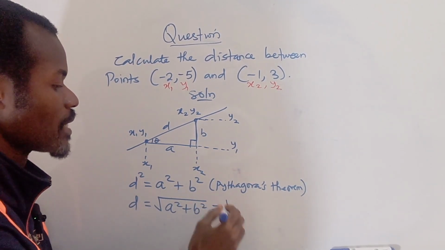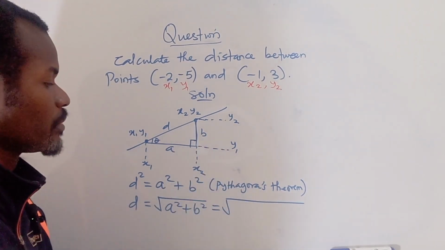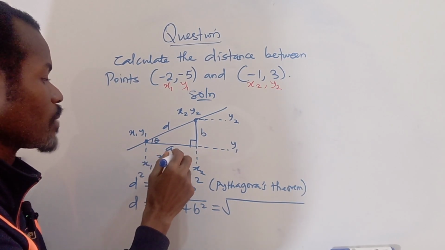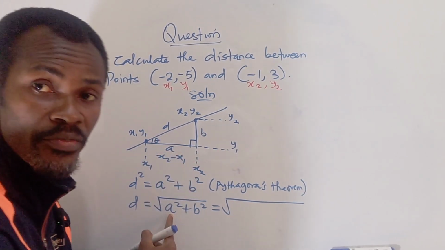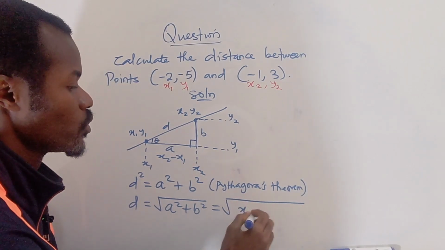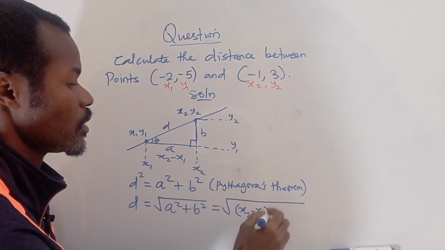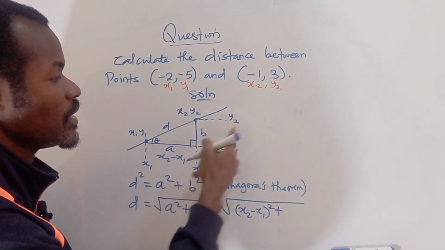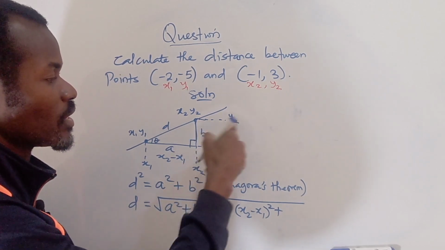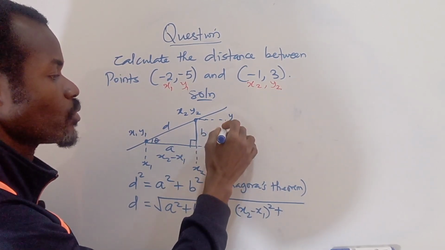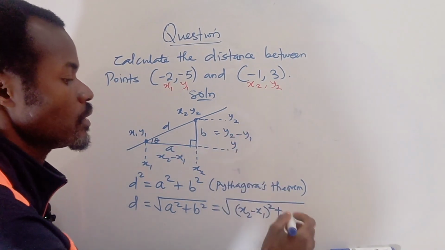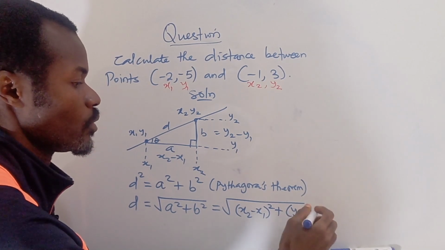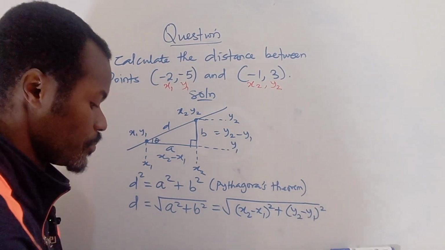Well, the question is what is our A? From this diagram, A is simply going to be this length, so it's going to be x2 minus x1. So in place of A, I'm going to put x2 minus x1, all in bracket squared, plus, in place of B, the difference of these two lengths. So we have B as y2 minus y1. So in place of B, we are going to put y2 minus y1, all in bracket squared.